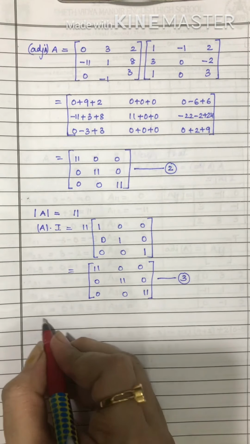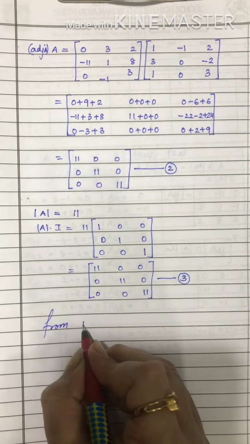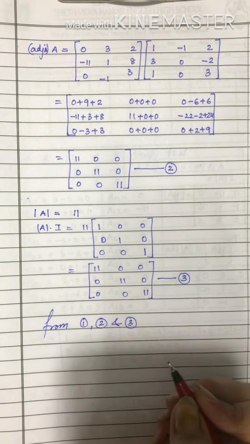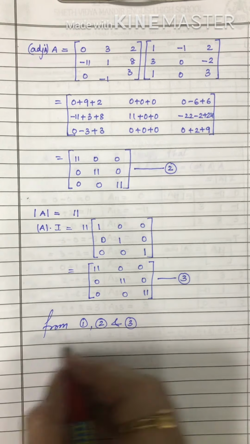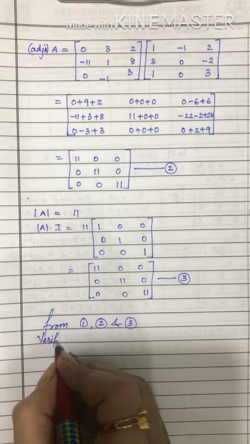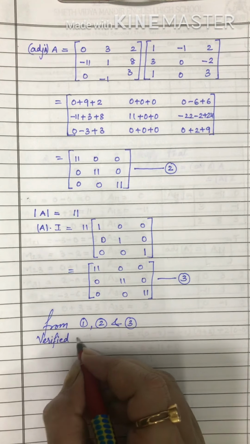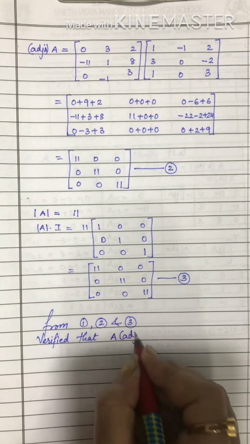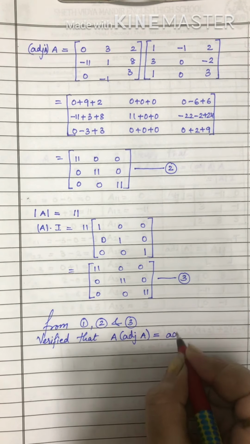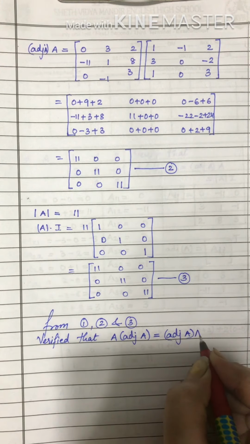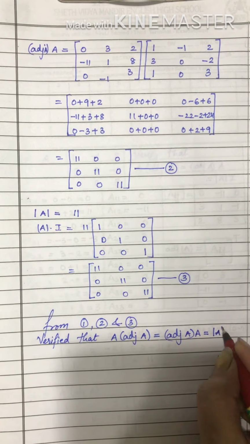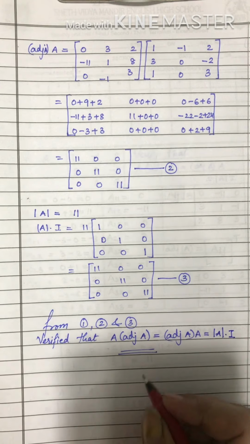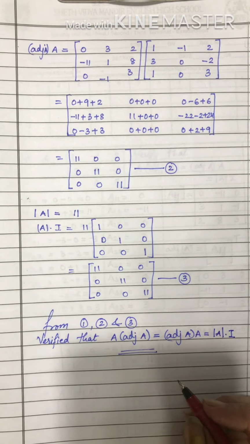Now check 1, 2 and 3. We will see that all the matrices obtained after finding the products asked for verify the statement that A into adjoint A is equal to adjoint A into A, and this is also equal to determinant of A into I. So here we are done with the sum and we are done with exercise 2.2.